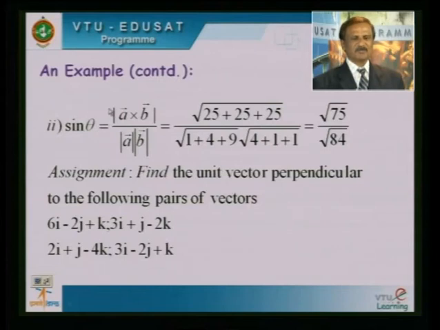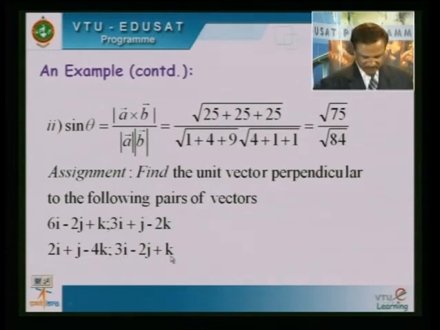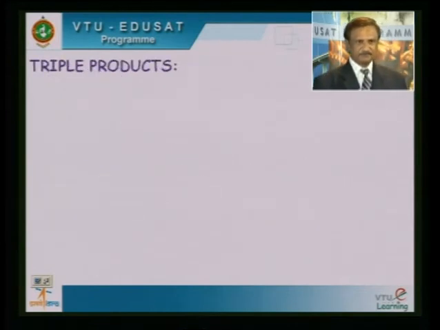I hope now we are able to calculate the angle between two vectors as well as the vector perpendicular to both a and b. In the similar way, you can work out these two examples. Find the unit vector perpendicular to the following pairs of vectors. Here they are given two vectors, 6i minus 2j plus k, and 3i plus j minus 2k. Is it clear? 2i plus j minus 4k, and another vector is 3i minus 2j plus k. You can work out in the similar manner.